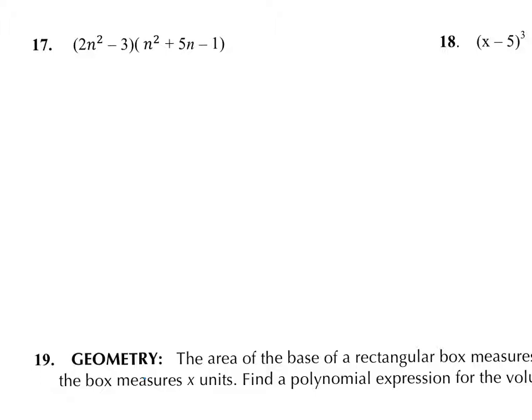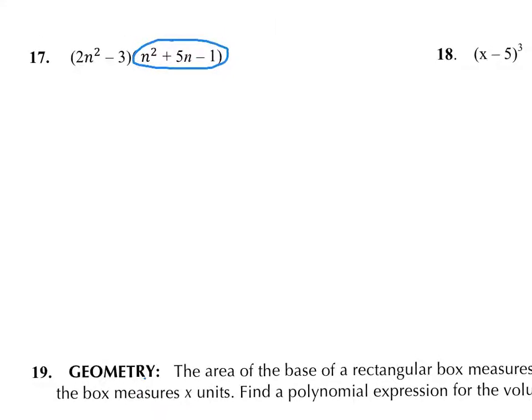And then for 17, that's similar to FOIL, but FOIL is when it's a binomial and another binomial. We have a binomial and a trinomial. So we need to make sure that 2n squared multiplies to all of those, and -3 also multiplies to all of them. So first thing I'm going to do, I'm going to distribute 2n squared to what I circled. So I'm going to do that, and that. Right, so my first term is 2n to the 4th plus 10n to the 3rd minus 2n squared.